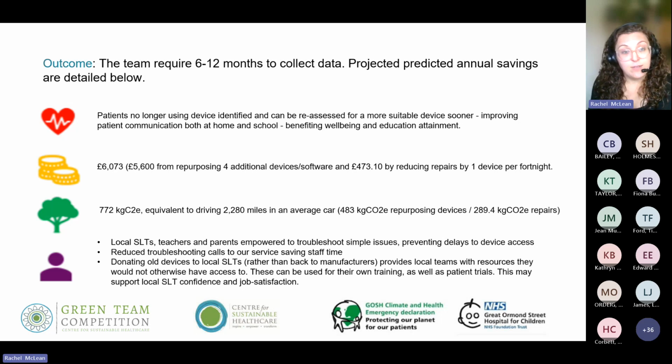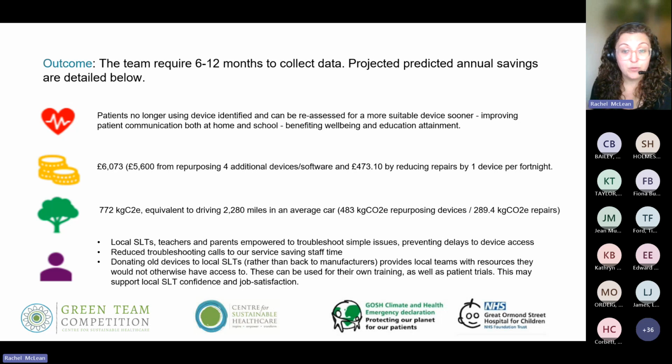Financially, the team are looking at savings of about £6,000 across a year, and so it's predicted that the majority of this will be from repurposing 4 additional devices and software per year, which means that they'll have 4 less devices and software to buy brand new, and a smaller amount from reducing the number of courier journeys for repairs. The team have already repurposed 1 device, so they've prevented 1, and so they expect that 4 across the year is quite achievable and realistic.